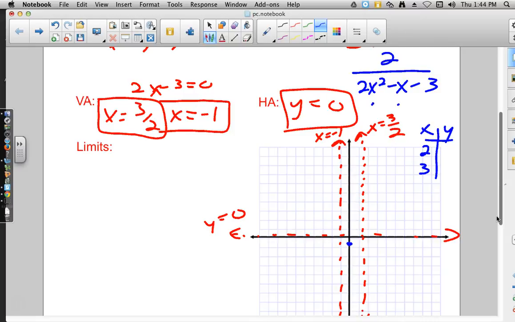So 2 squared is 4, 2 times 4 is 8, 8 minus 2 is 6, and 6 minus 3 is 3, so that will give us 2/3. If we put a 3 into this, follow the order of operations, that will give us 2 times 9, which is 18. 18 minus 3 is 15, and 15 minus 3 is 12. That will be 2/12, which is 1/6. So it's getting closer and closer to the asymptote.